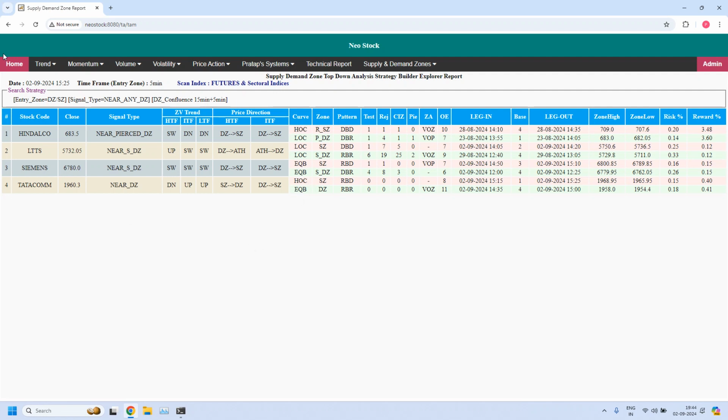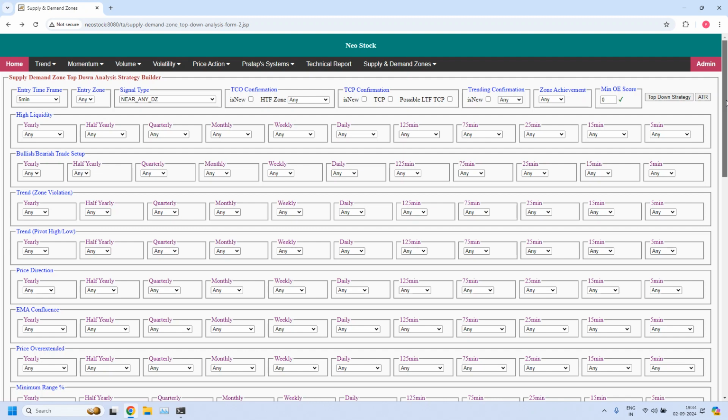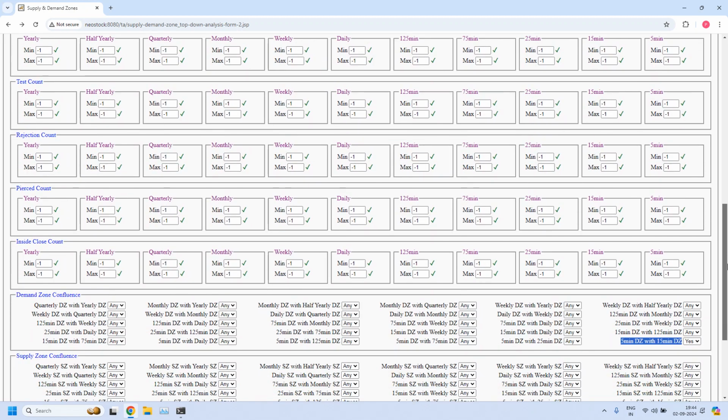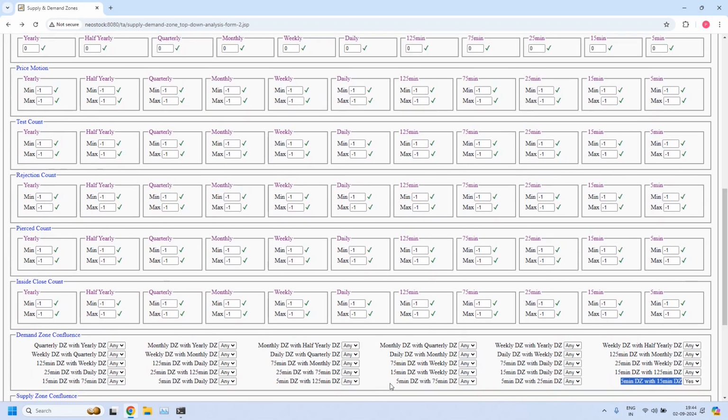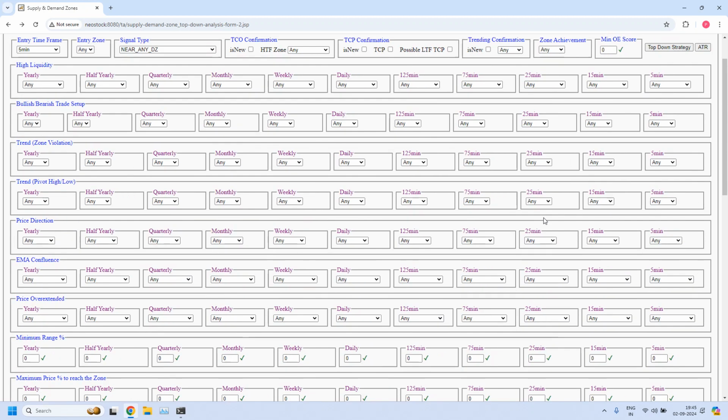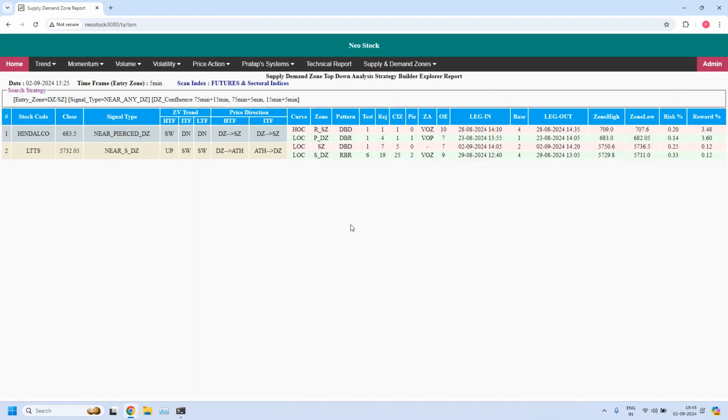Equilibrium, but let's check whether HTF confluence is also available or not. So 5 minutes demand zone with 75 minutes demand zone is enabled, and 15 minutes demand zone with 75 is also enabled. Let's verify if we get any stocks. Okay, both the stocks are having a confluence with LTF and ITF, but both are pierced zones, so there is no use with these two stocks.